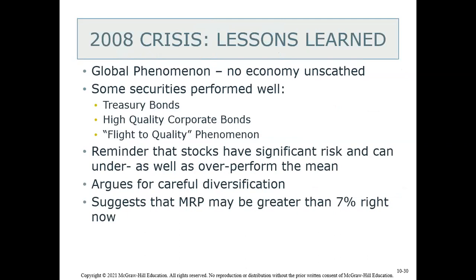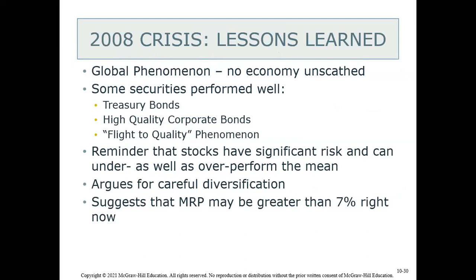Continuing, there was no economy unscathed, so that's something to keep in mind. It was global. Some securities still performed well: Treasury bonds, high quality corporate bonds, and the flight to quality phenomenon. So read about that. Reminder that stocks have significant risk and can under as well as overperform the mean.